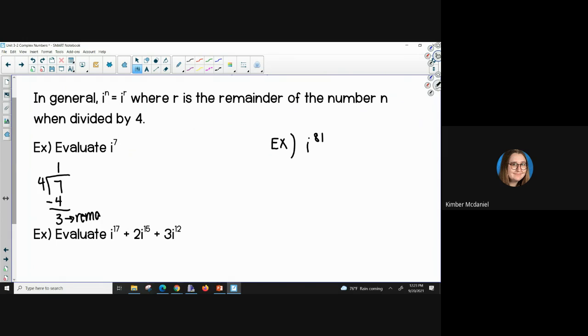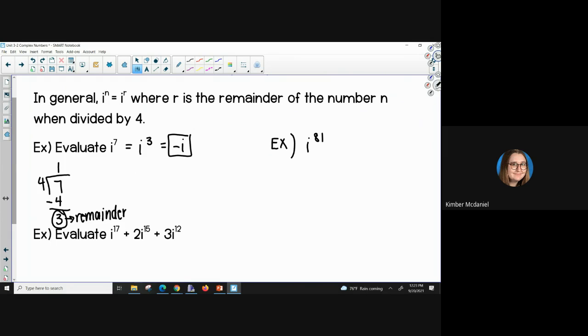Now, the reason why that's important is because now we know that i to the 7th power is equal to i to the 3rd power. And we said on the last slide that i to the 3rd power is equal to what? Negative i. So i to the 7th is equal to negative i.